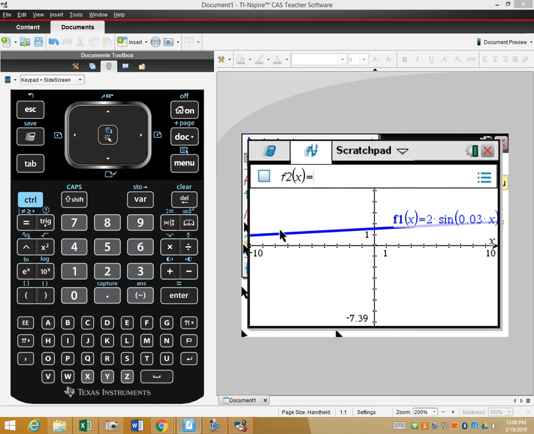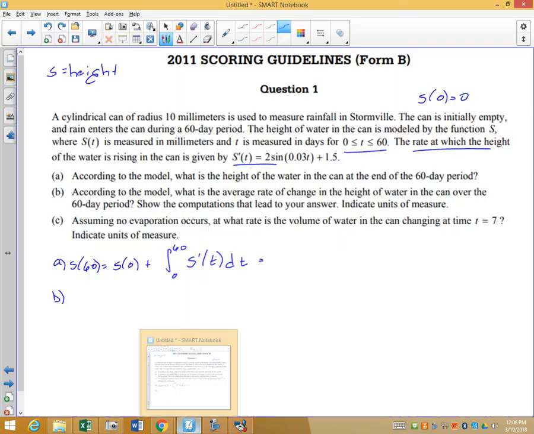Okay, so there's that one. I don't really care to punch it in. I will later, maybe. Okay, according to the model, what is the average rate of change in the height of the water? Average rate of change. That is the phrase that you learned in pre-cal. Do you remember what average rate of change means?